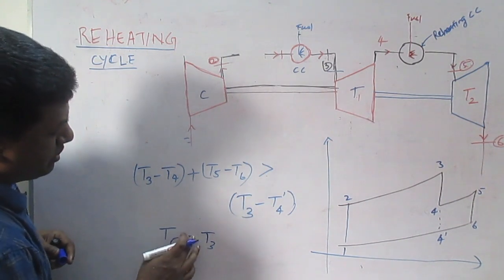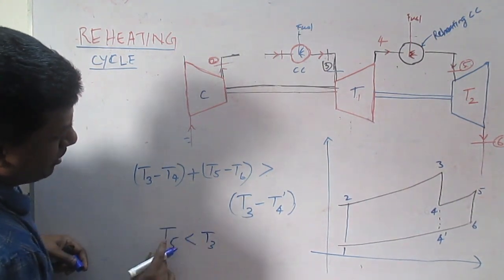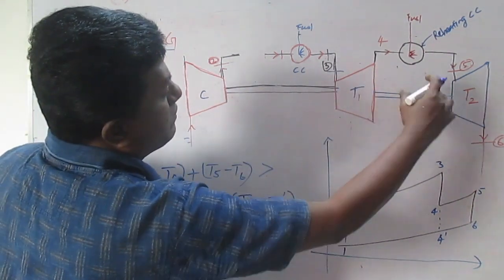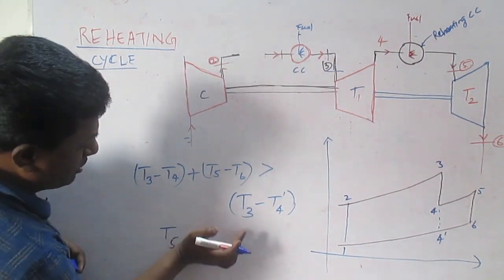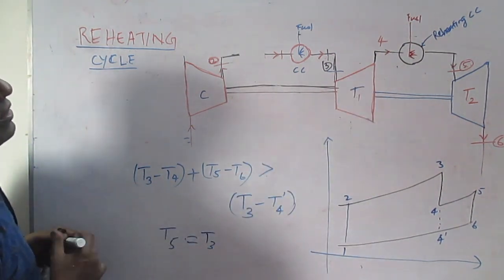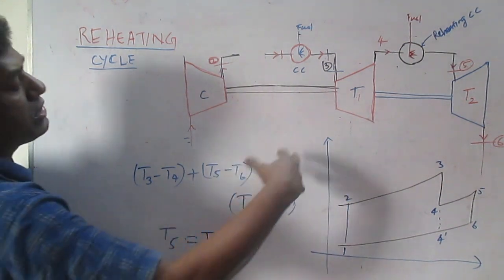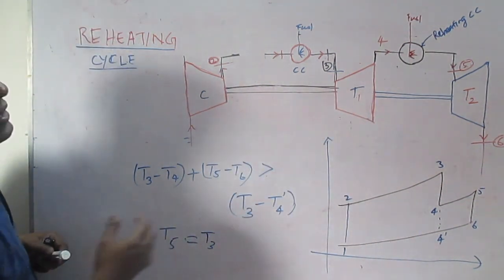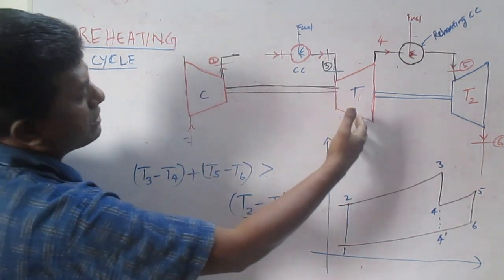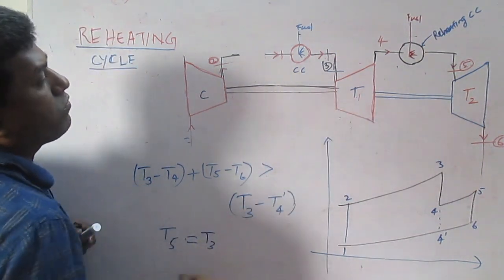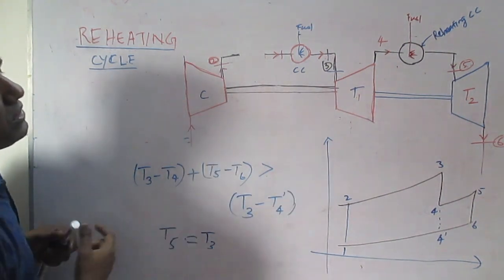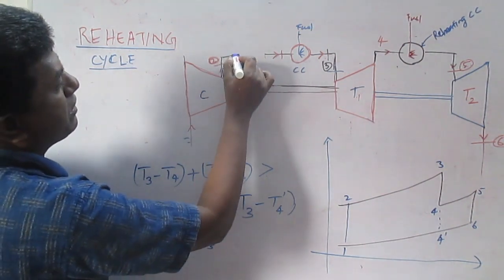As long as T5 is less than T3, the energy transfer will be taking place. When we reach this condition, perfect reheating is done. That is how this cycle produces maximum turbine work. By this modification, what we have to understand is that splitting into two turbines produces more work. So that is how it enhances the performance. That is one thing we have to understand.